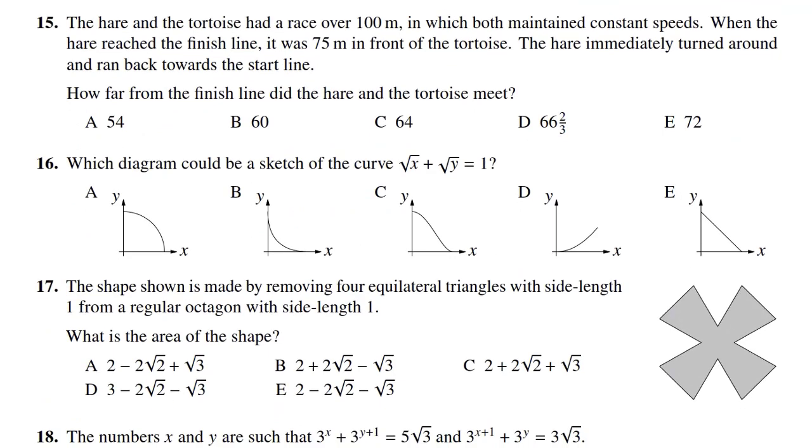Problem 15. The hare and the tortoise had a race over 100 meters in which both maintained constant speeds. When the hare reached the finish line, it was 75 meters in front of the tortoise. The hare immediately turned around and ran back towards the start line. How far from the finish line did the hare and the tortoise meet?